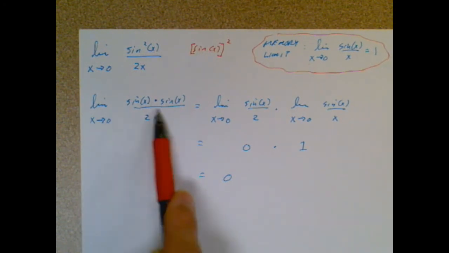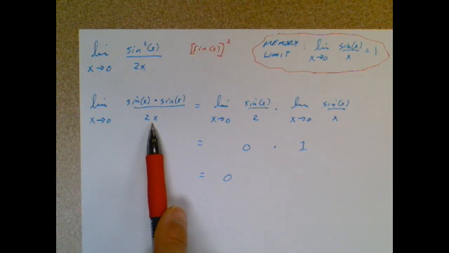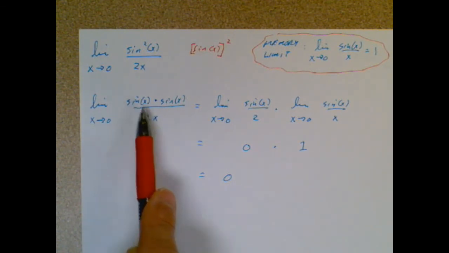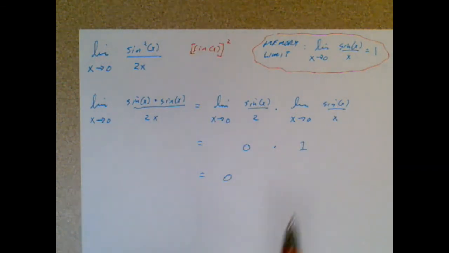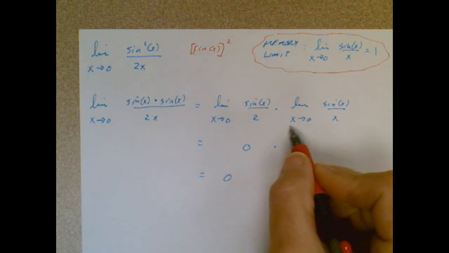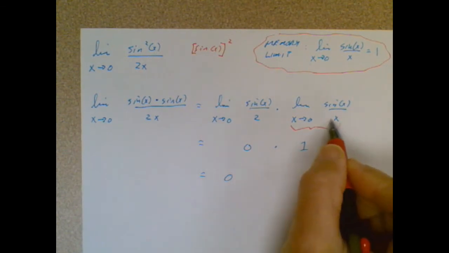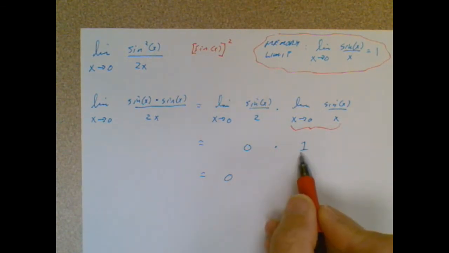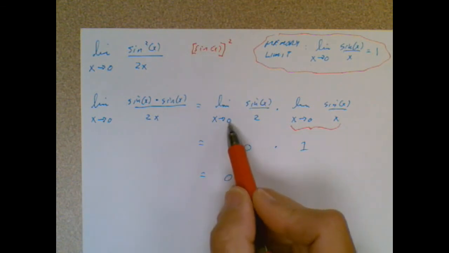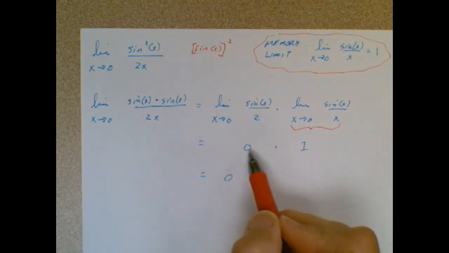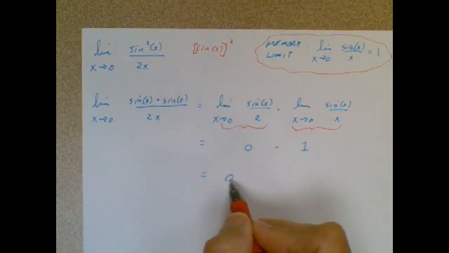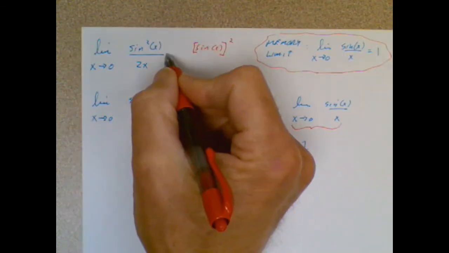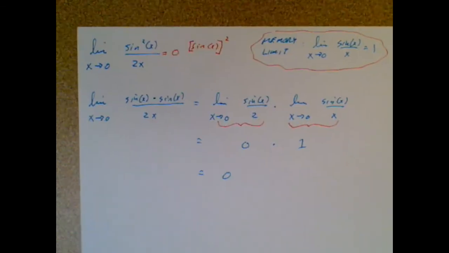I took this thing and rewrote it as two limits: the sine of x over 2 times the sine of x over x. By doing that, this was the memory limit of 1. This, by plugging in, ends up being a 0. So doing those two individual limits, 0 times 1 gives me 0. That means the limit of this is 0.